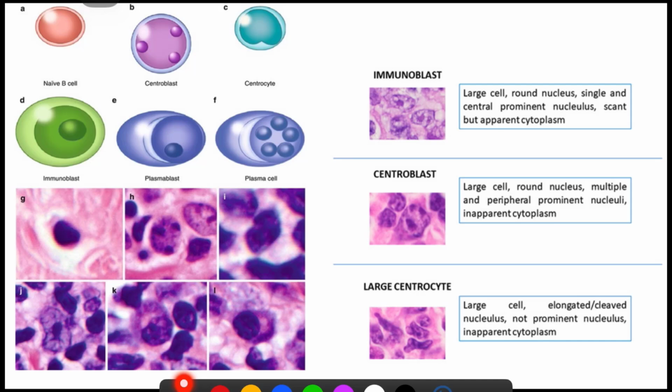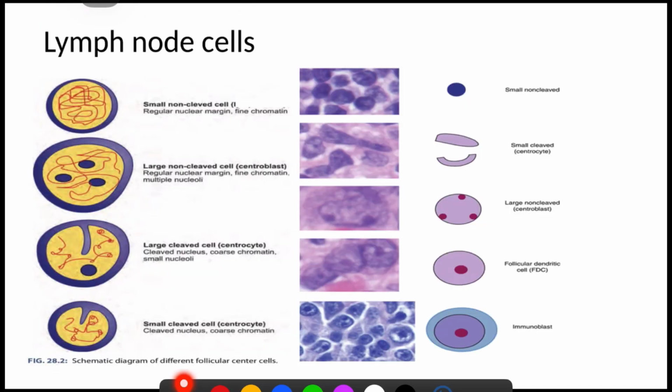Centroblast identified by the prominent nucleoli. Small cells with compact nuclei are small lymphocytes or naive B cells. Immunoblast has a centrally placed nucleus, and here it is not appreciable, but we will see in the next section where you can identify it easily.